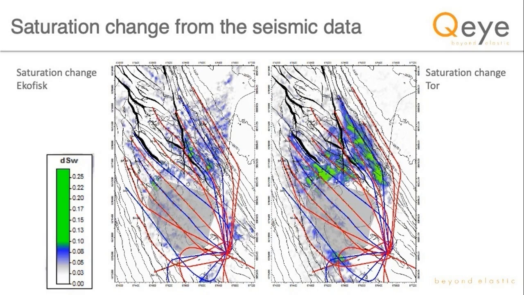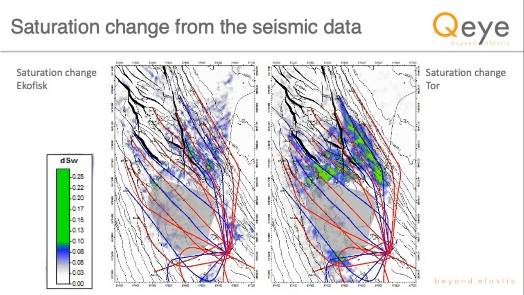Then running through the inversion process, building the rock physics model, we can then say something about the change in saturation for these two intervals, again for the Ecofisk and for the TOR. Again, because the amplitude differences for the Ecofisk were fairly minor, the saturation change is also fairly minor. But you see for the TOR formation, it's quite significant saturation changes, and again seem to be related very much to where we have injection wells.